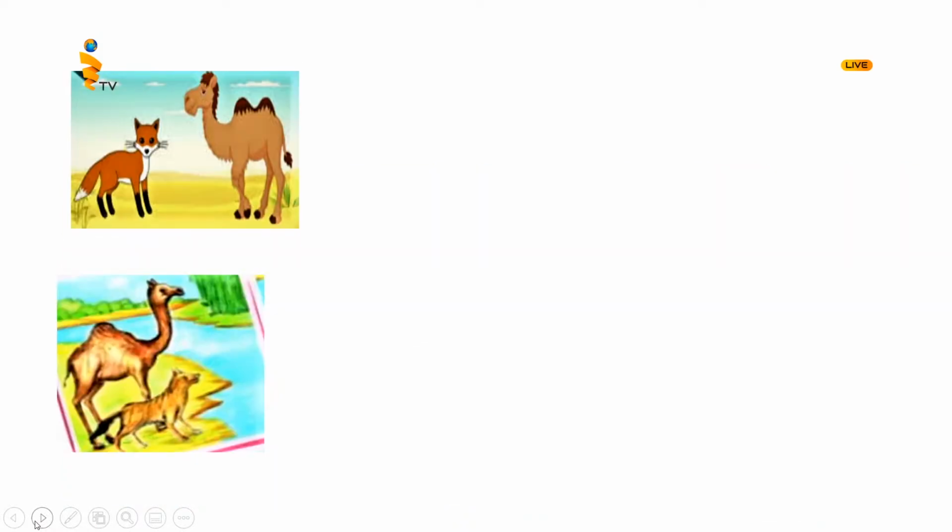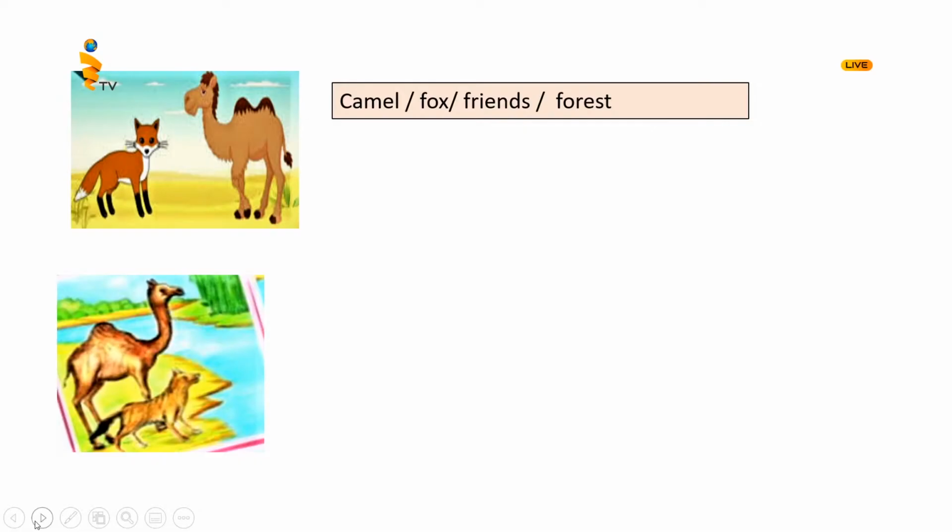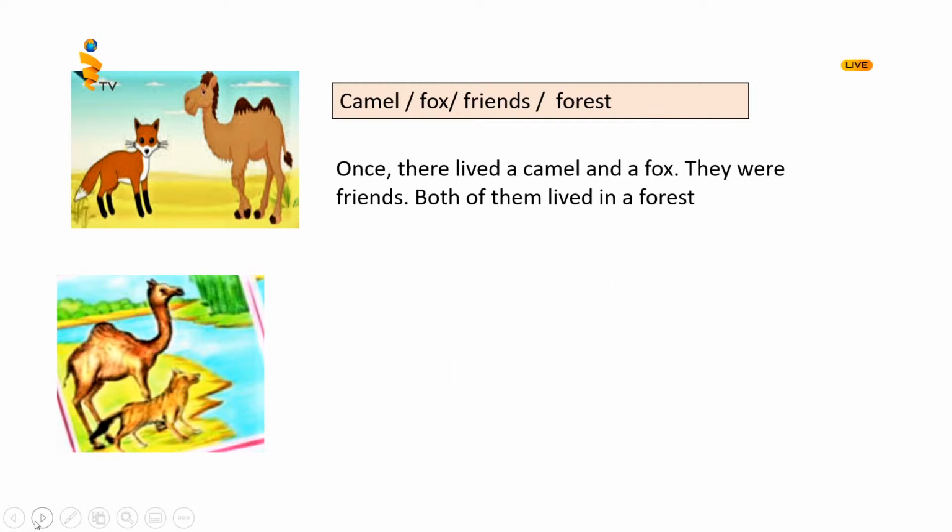Look at the first picture. What can you see? Yes, there is a camel and a fox. They seem to be very friendly. I will give you some words. See whether you can make a few sentences with these. The words are camel, fox, friends, forest. Okay, this is how I started. Once there lived a camel and a fox. They were friends. Both of them lived in a forest. Now look at the second picture.